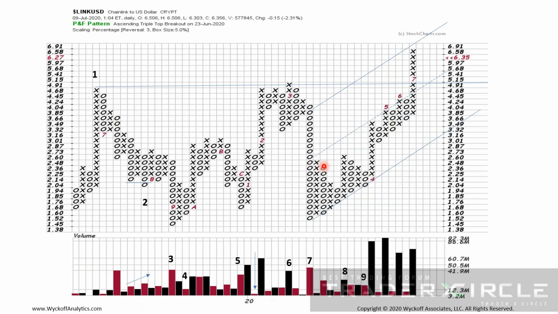So this is the PNF chart of the current consolidation. It's not updated because in today's price action we've seen that kind of supply bar. You can easily recreate this on stockcharts.com. In this case, I've used a logarithmic scaling. Three-box reversal, 5% scaling. Look at those wide swings from $1 to $5, and we are still in consolidation.